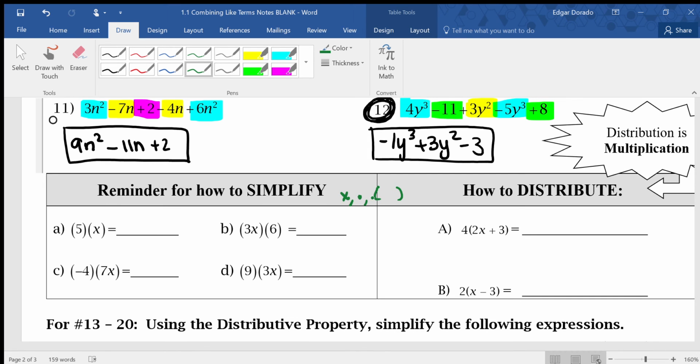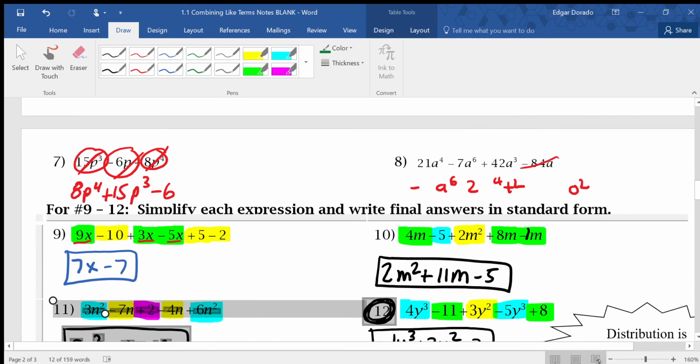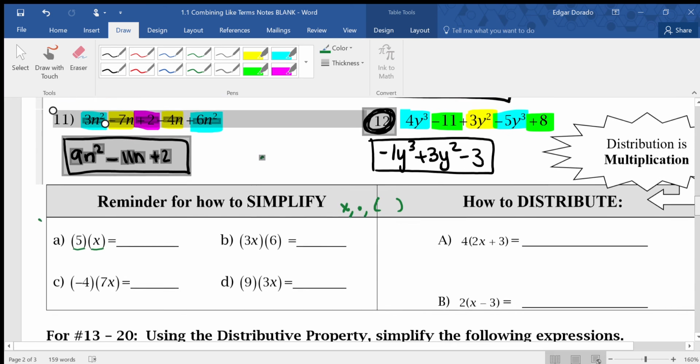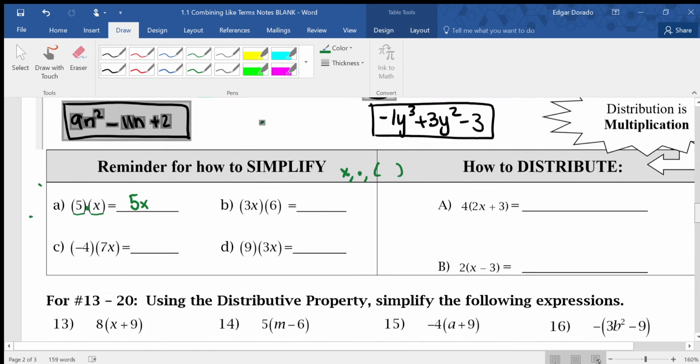So when we see this 5 in parentheses next to this x in parentheses, that basically is telling us we have to multiply those two terms. If you want to think about it this way, you can also think of it like this. There's a little tiny dot right there. There's a little dot between the 5 and the x, so we're going to have to multiply them out. So that's just a 5x. Simple enough, right? Alright, so let's keep going.